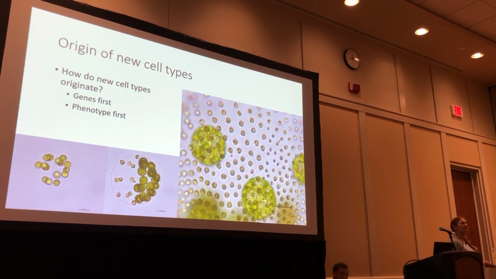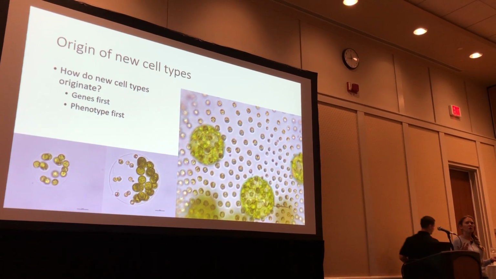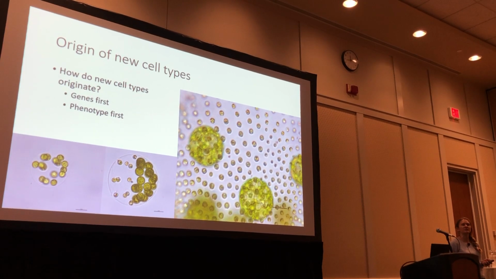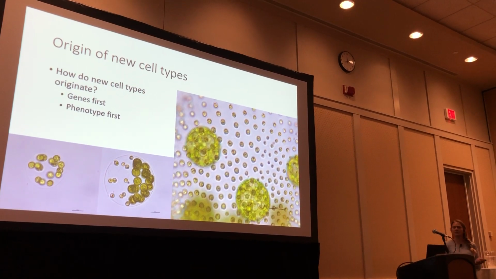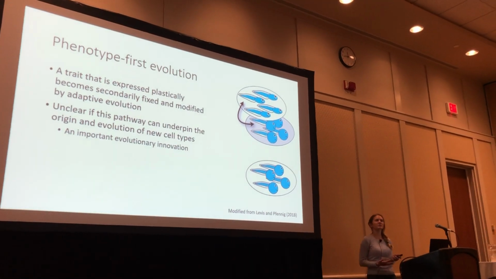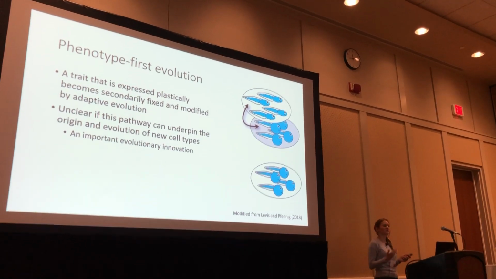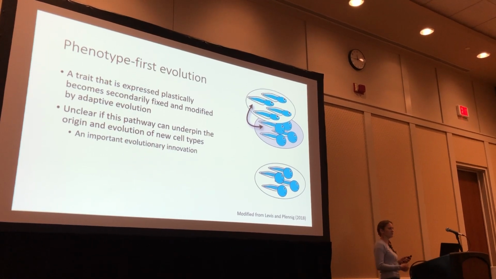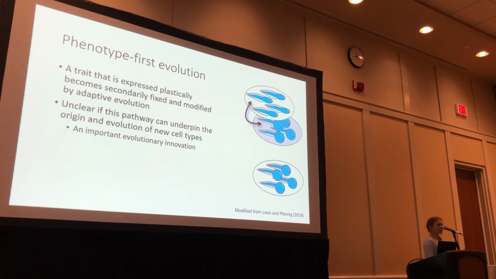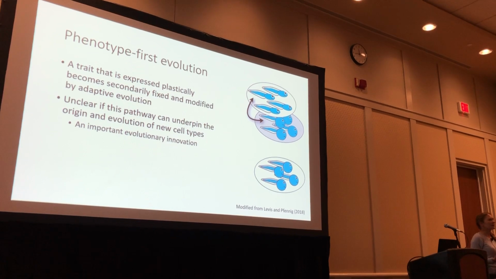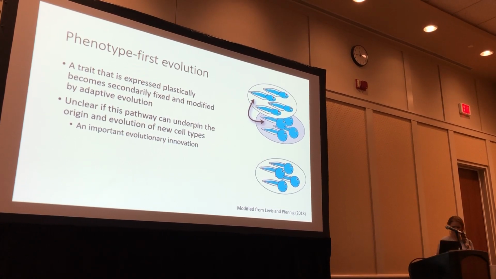Now, most of you are probably familiar with the genes-first pathway, which occurs when genetic changes lead to corresponding phenotypic changes. But the phenotype-first pathway is much less well understood, and it occurs when a trait that's initially expressed plastically becomes secondarily fixed and modified by adaptive evolution. Now, it's unclear if this pathway can underpin the origin and evolution of a trait like a new cell type, which is an important evolutionary innovation.